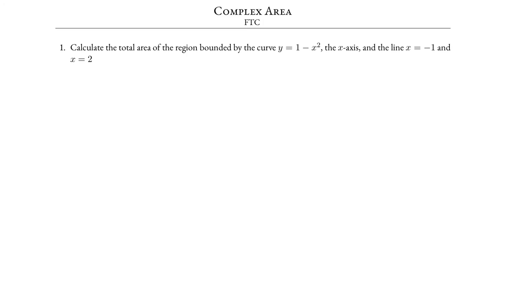Calculate the total area of the region bounded by the curve y equals 1 minus x squared, the x-axis, and the lines x equals -1 and x equals 2. When finding the area, the first step is to draw or sketch the graph of the bounded regions using all the curves and lines given.